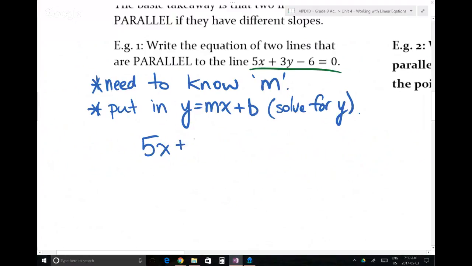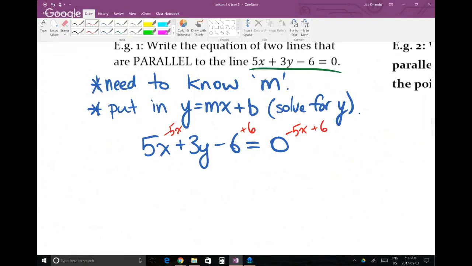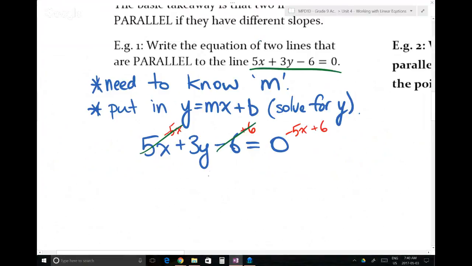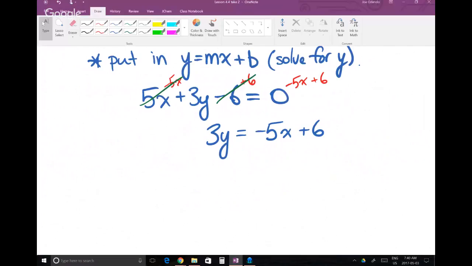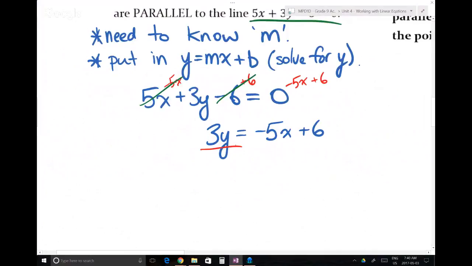I'm going to start with 5x plus 3y minus 6 equals 0, exactly what we had above. And let's say, Caitlin, what should I be doing? She's going to say, well, we want to get rid of this 5x, so we'll subtract 5x. If we're going to do that to one side, we have to do it to the other. She's going to say that we also want to get rid of that 6, and the opposite of negative 6 is adding 6. What I do to one side, I have to do to the other. When that's done, we're left with what? Nathan is saying we're left with 3y equals negative 5x plus 6. He is, of course, right. And he is telling me now that what we need to do is divide this side by 3.